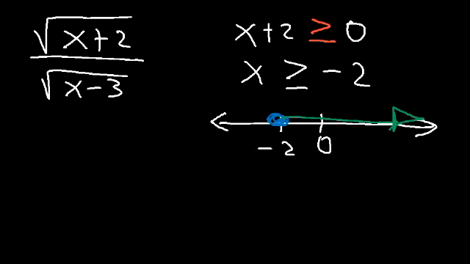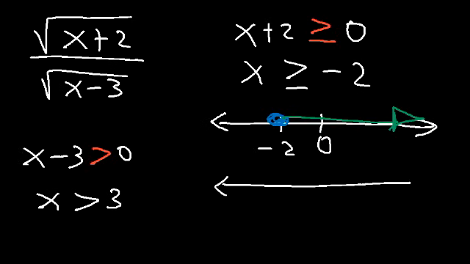Now for the other one, x minus 3, we need to set it just greater than 0 but not equal to 0 since it's on the bottom. So if we add 3 to both sides, x is greater than 3. So if we make a separate number line for this one, 3 is to the right of 0, and it's going to be an open circle instead of a closed circle, but we're still going to shade to the right since it's greater than 3.